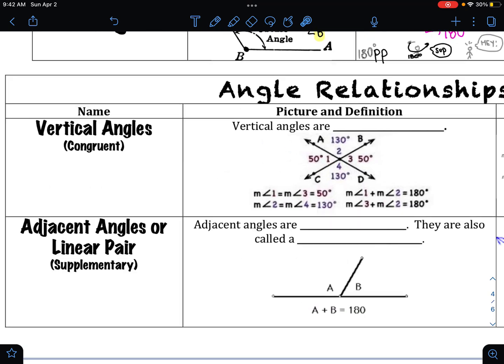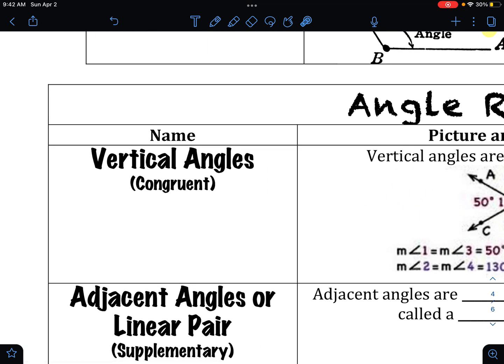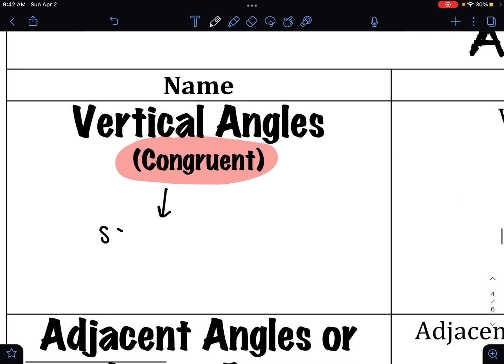All right. So the first angle relationship we're going to talk about is vertical angles. This one's a really important one. You can see underneath it says congruent. I'm going to define that really quick. Congruent, if you remember back to our transformations chapter when we were talking about similarity and congruence, congruent means same shape. When we were talking about transformations at least, same shape, same size.